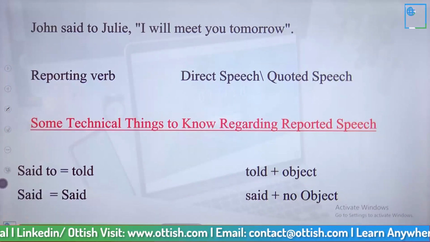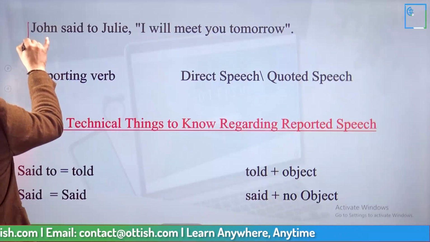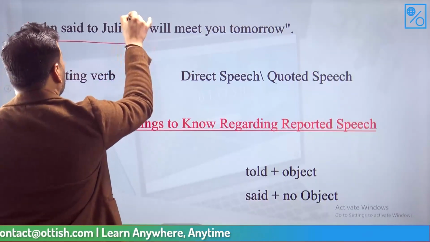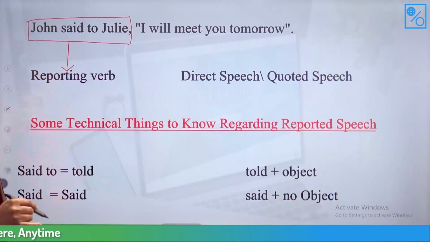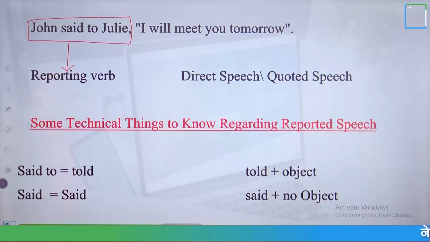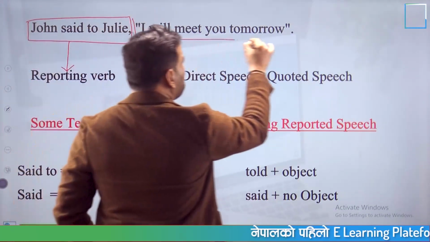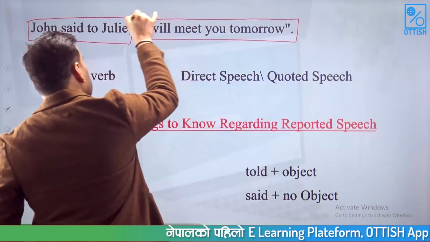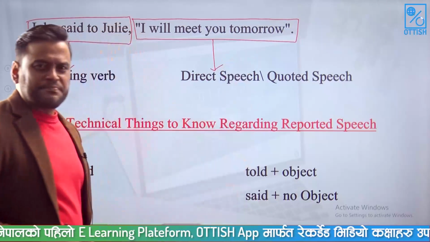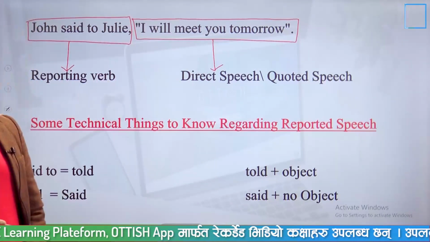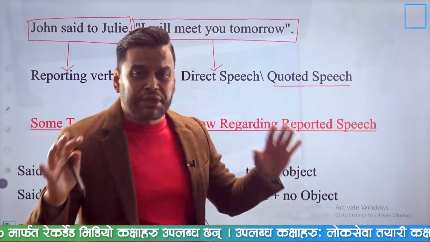John said to Julie. Okay? John said to Julie. So we call this a reporting verb. Now you can say that, I will meet you tomorrow. I'll meet you tomorrow. So we call this what? Direct speech. It is also known as quoted speech. Quoted speech. Quote? Quotation.